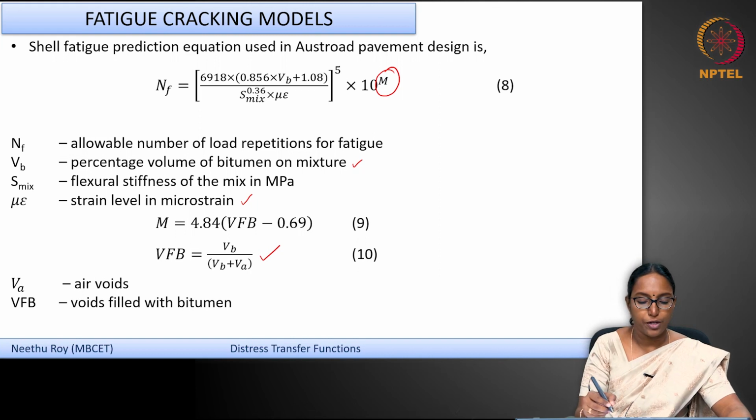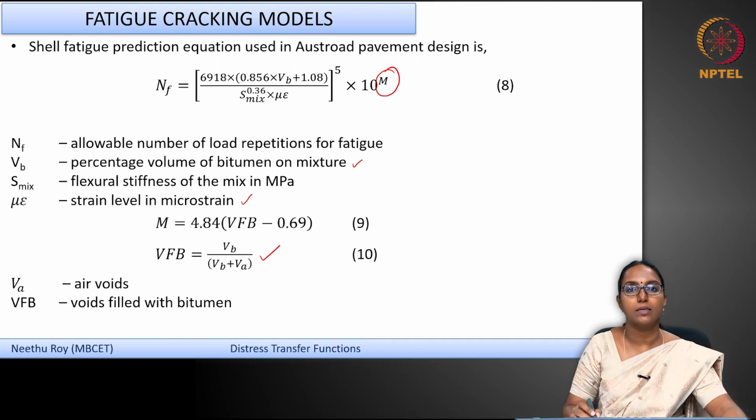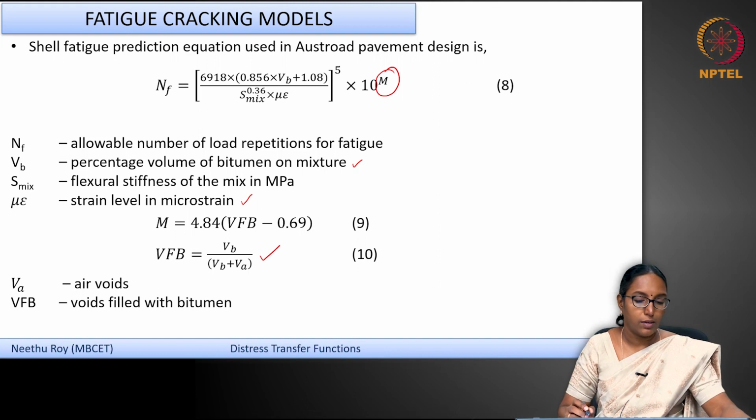So what you see here is that it is essentially the material parameters that go into the equation, and these coefficients that you see here, like 6918, are the coefficients which have been obtained from the field studies. Okay.